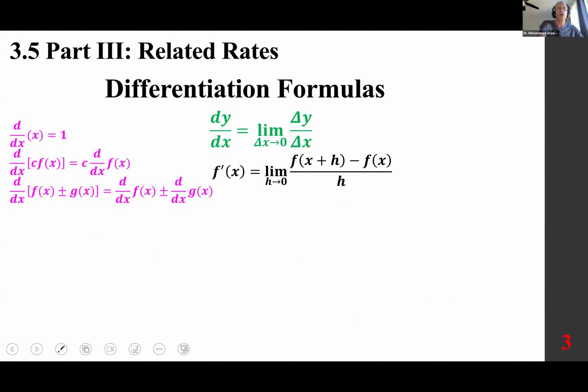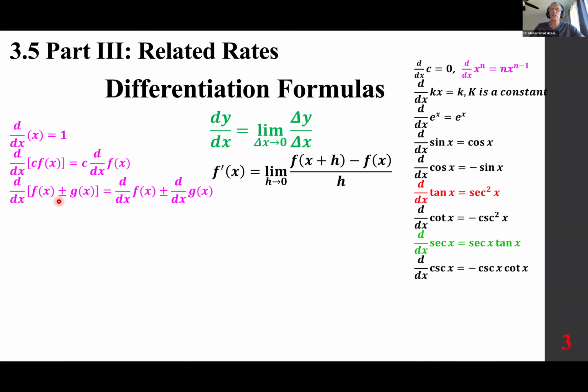So reminding you of the differentiation formulas, starting with the definition. F prime of x is the limit of f of x plus h minus f of x over h as h approaches 0. Then we have the derivative of x is 1. The constant c times f of x, c can come out, and the derivative of the sum is the sum of the derivatives. The derivative of the difference is the difference of the derivatives.